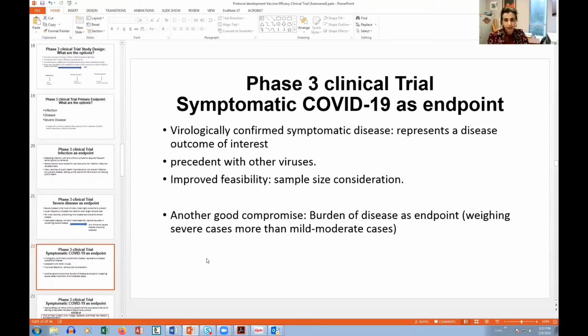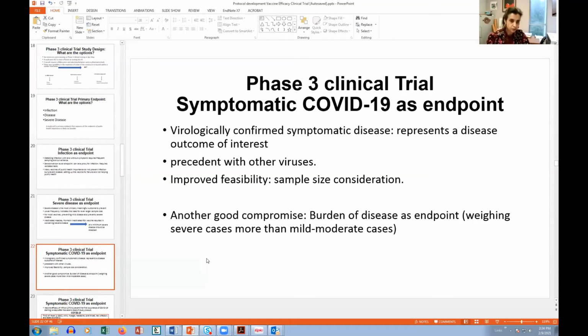So this is where we landed: symptomatic COVID as the endpoint, virologically confirmed symptomatic disease, which represents a disease outcome of interest. It has precedent with other viruses. This is usually the endpoint that was used for rotavirus, for flu studies. Virologically confirmed symptomatic disease. Also, it has more feasibility in terms of sample size consideration.